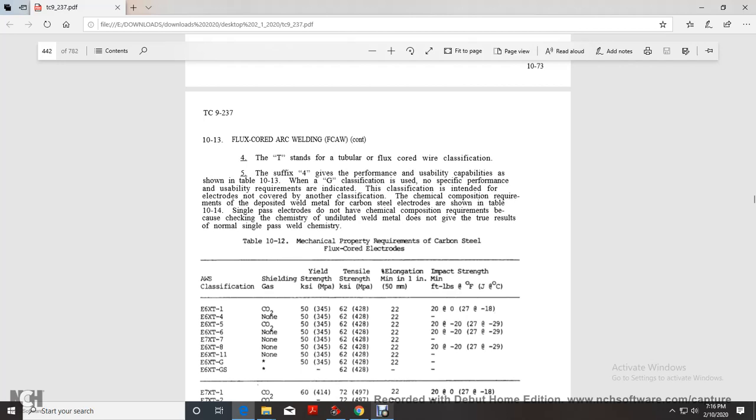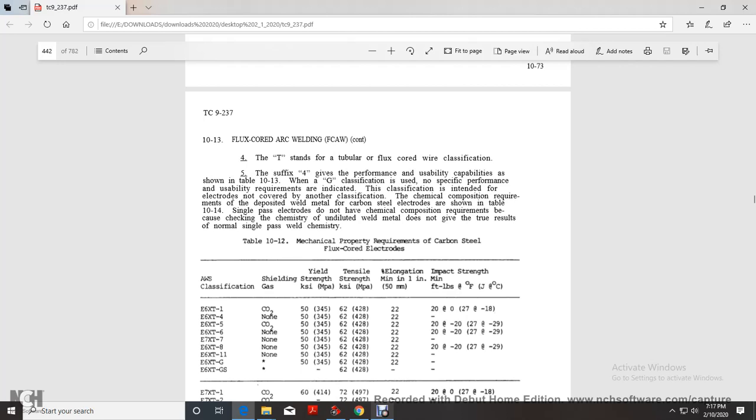Alright, flux core arc welding. The T stands for the tubular flux core wire classification. Suffix 4 gives the performance and usability capability shown in Figure 10.13. The G classification, with the suffix, is for non-specific performance and usability requirements. The classification G is for electrodes not covered by another classification.